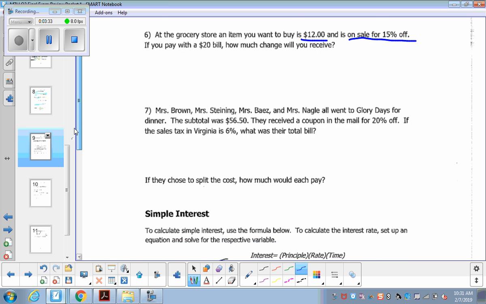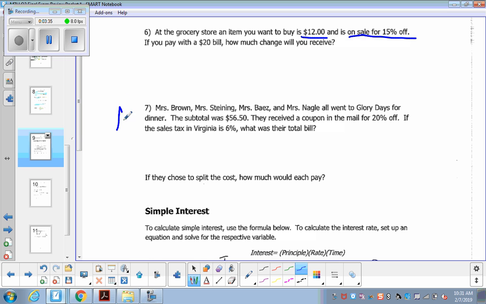For a problem like number 7, make sure you're careful with determining how many people are at the restaurant if it asks you for how much they'll each owe. When you read this problem carefully, it says that those 4 people have all gone to Glory Days for dinner, and it says that they have a coupon for 20% off. This question's only asking for the total. It's not asking you to split it amongst those 4 people.